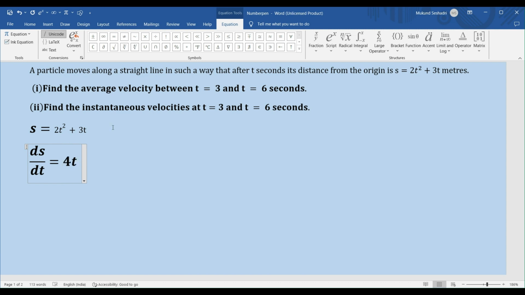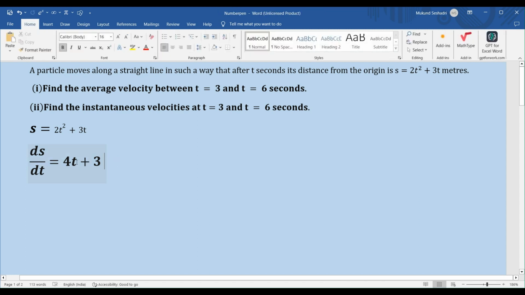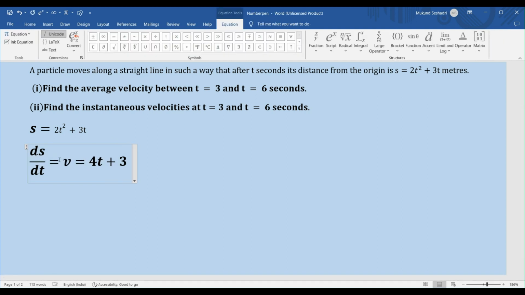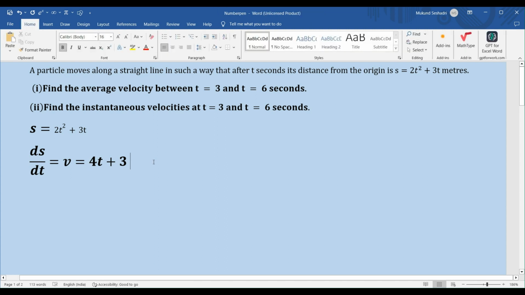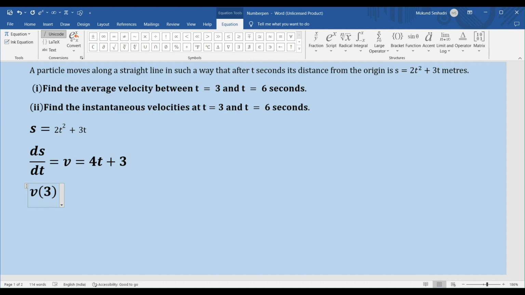So what happens is when I differentiate my s with respect to t, I get the equation for my instantaneous velocity, right? So 4t plus 3 is nothing but my instantaneous velocity v at any point of time t, right? So now to solve for part 2, it's not going to be very tough, because what we've been asked to find is instantaneous velocity at t equals 3 seconds, and if I call it v of 3, then all that I need to do is substitute t equals 3 into the equation 4t plus 3, which means I'm left with 12 plus 3, which is 15 meters per second.